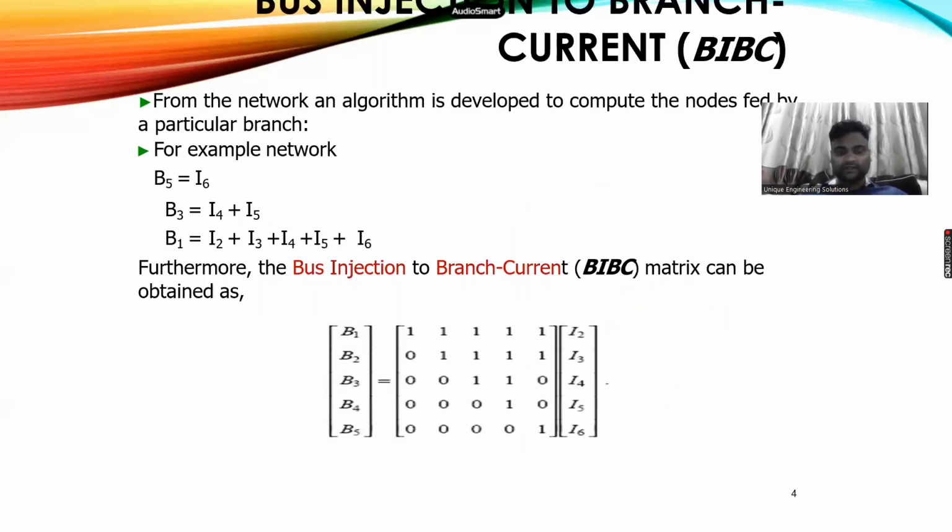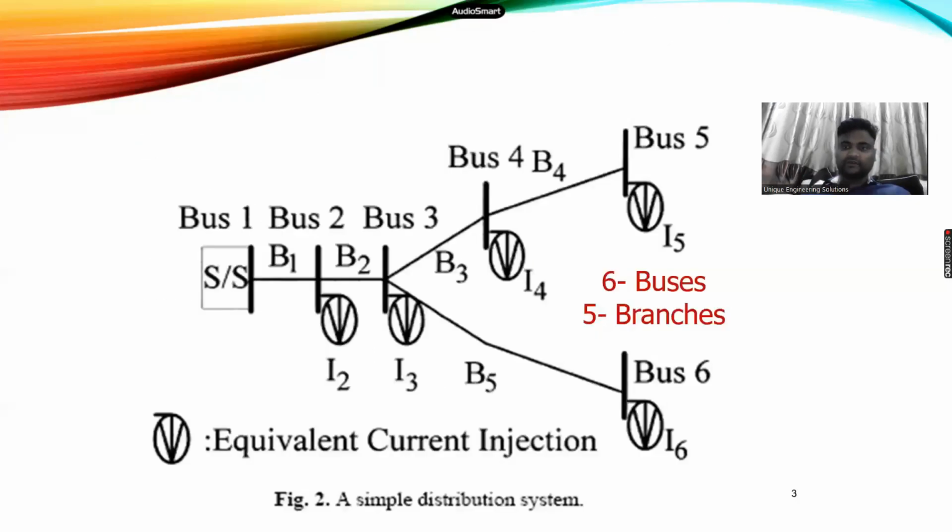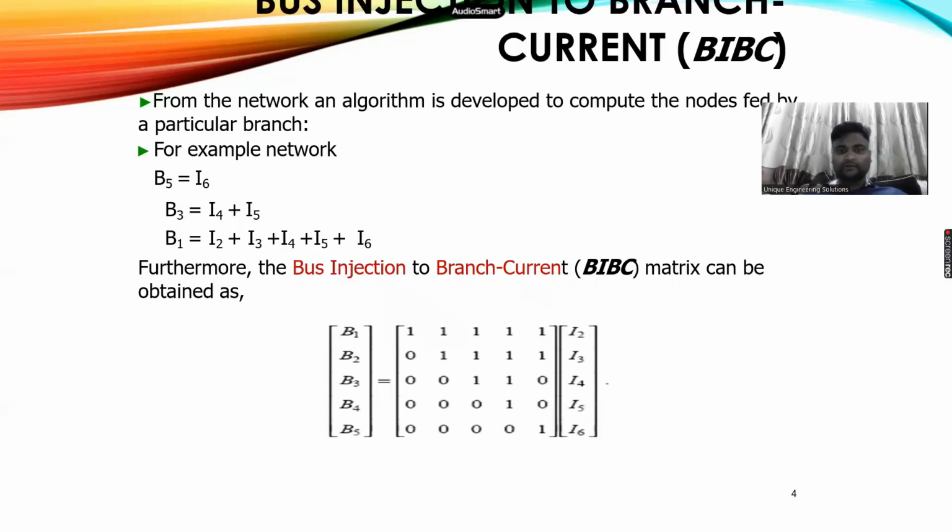And that can be modeled in a matrix. This matrix is known as the BIBC matrix. One special characteristic of this matrix is that it is an upper triangular matrix. And the order of this matrix is, if there are n number of buses, then the order of this matrix is n-1 into n-1. This involves all the branches and all the currents except the source.